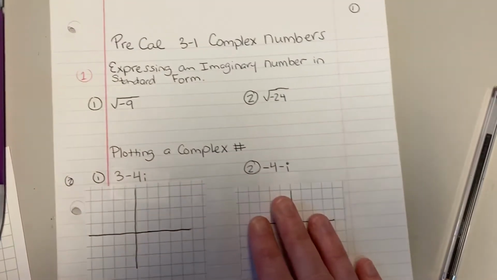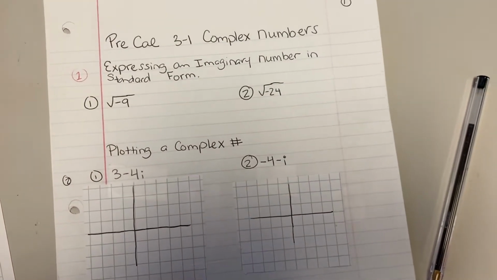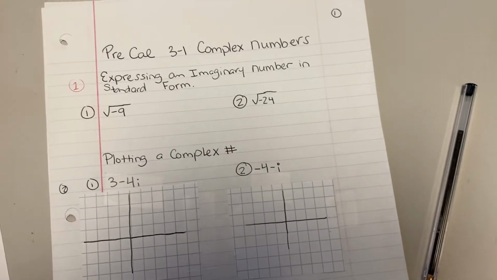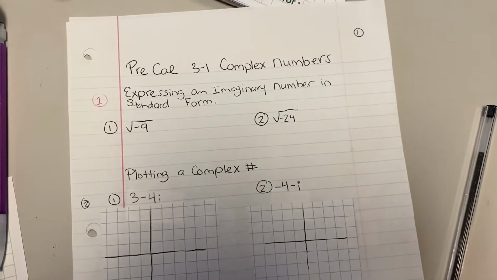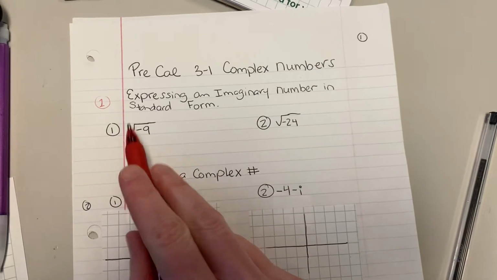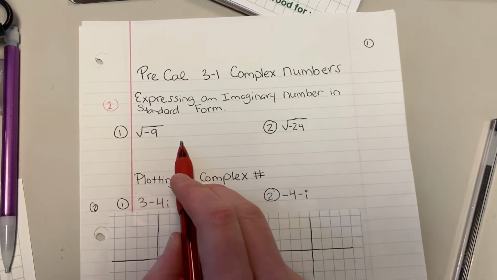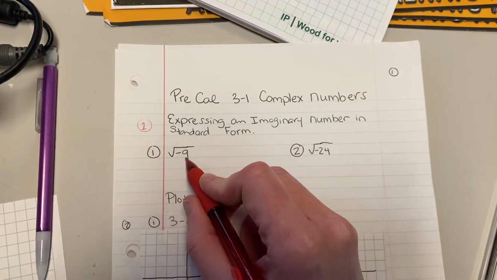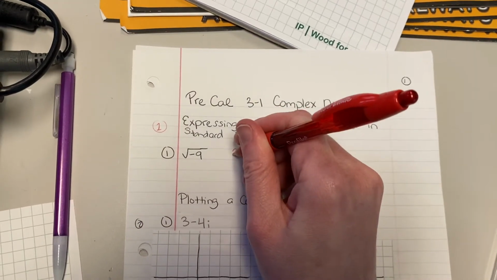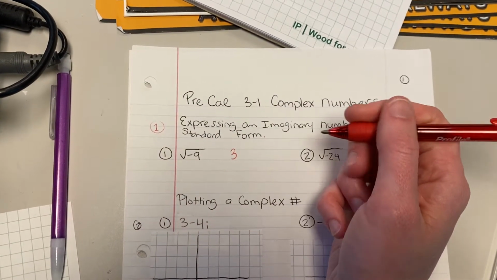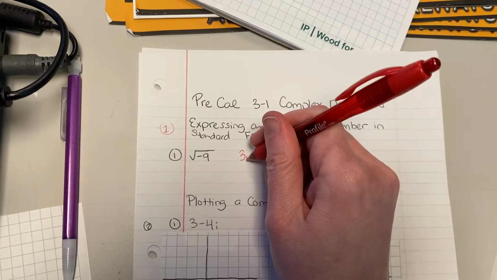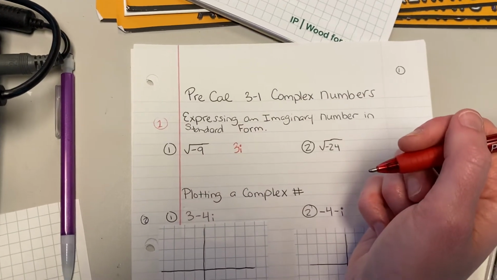This is Precal 3-1, complex numbers, and we're going to express an imaginary number in standard form. Remember, i squared is -1, so if you take the square root of a negative, you're going to get an i. Okay, so we're going to look at the square root of -9. The square root of 9 is 3, and since it's negative, we need to put our i on there.